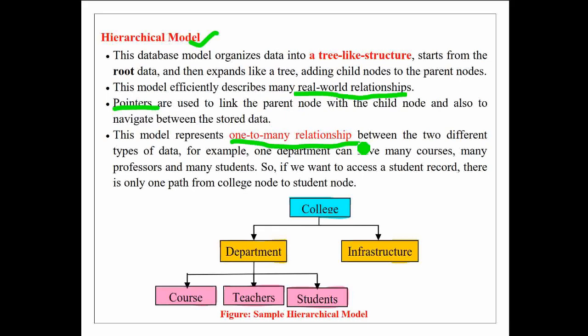This model represents one-to-many relationship between the different types of data. For example, one department can have many courses, many professors and many students as shown in this figure.